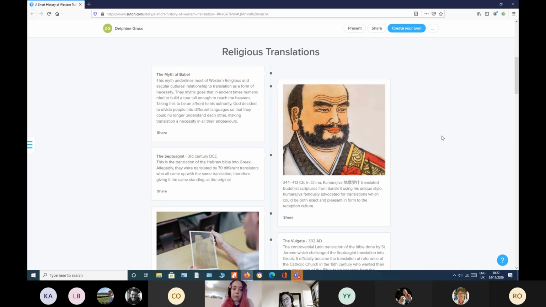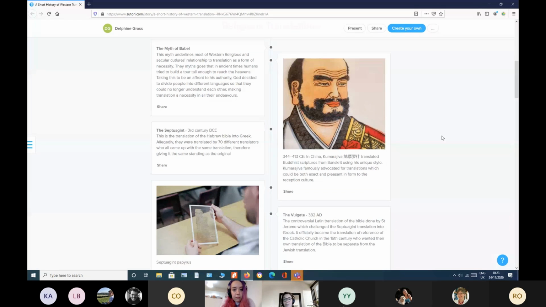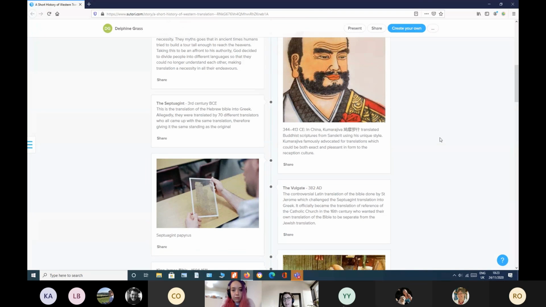I talked about how metaphors inform our understanding of translation, but it has to be said that myths are also an important way of understanding translation. It has informed our understanding of translation in culture. A very important myth in Western culture on the subject of translation is the myth of Babel. It underlies most of Western religious and secular culture's relationship to translation as a form of necessity. The myth goes that in ancient times, humans tried to build a tower tall enough to reach the heavens. Taking this to be an affront to his authority, God decided to divide people into different languages so that they could no longer understand each other, making translation a necessity in all their endeavors.